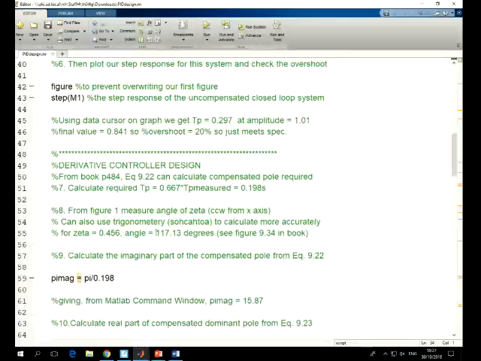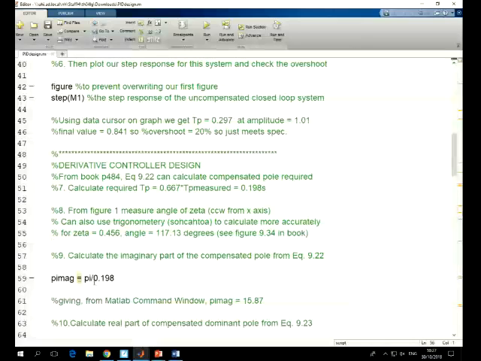Okay, so for this system, we ended up with that angle being 117 degrees, that phi angle I showed you. So there's some straightforward equations. This one is working out the imaginary point of all the poles and zeros together, what they call a compensated pole.